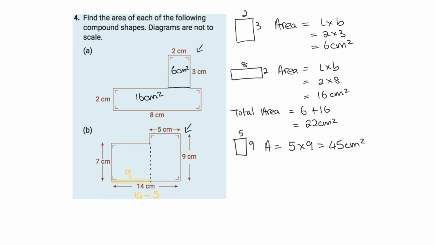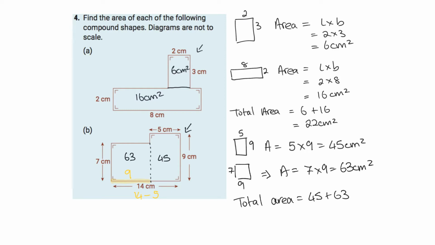So now I can go ahead and get my second area. I have a rectangle that has a length of 7 and a width of 9, and that's going to give me an area of 7 by 9, which is 63 centimeters squared. So this one was 45, this one was 63, and the total area will be those two added together. 45 plus 63, now you can do it on your calculators if you're not sure. The answer is 108 centimeters squared.